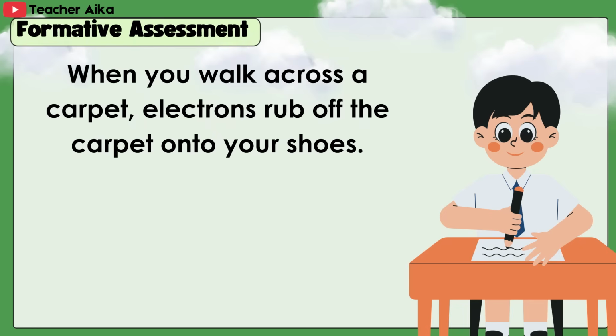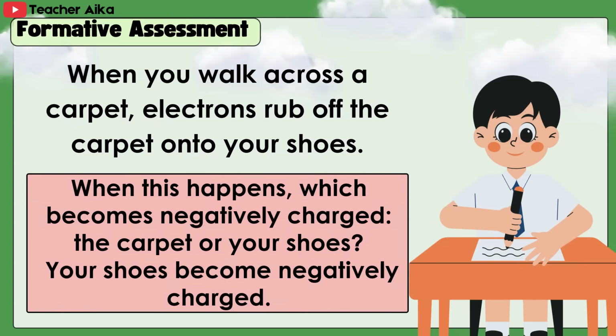When you walk across a carpet, electrons rub off the carpet onto your shoes. When this happens, which becomes negatively charged? The carpet or your shoes? Your shoes become negatively charged.